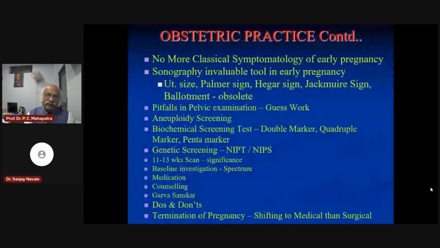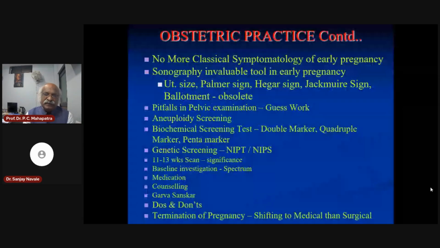The 11 to 13 week scan, apart from the NT scan, also has a component of gestational age accuracy. The gestational age can be very well determined at the 11 to 13 week scan. That is number one. The NT scan can help in aneuploidy screening, which is very important, and also in the early manifestations of congenital malformation, particularly anencephaly. Not all cases, but anencephaly can be diagnosed much earlier. So the 11 to 13 week scan has become a part and parcel of all pregnancy along with the anomaly scan or TIFFA. Now coming to the baseline investigations.